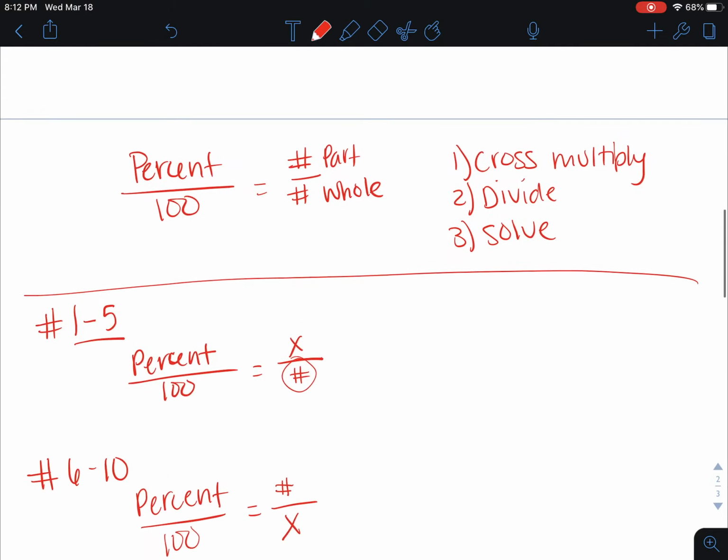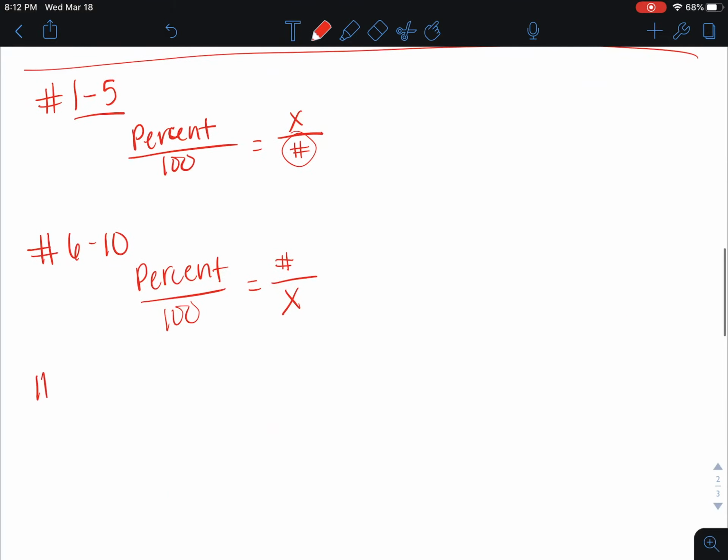Okay? And then questions 11 through 15, you're finding the percent. So you're going to have x over 100 equals your part over your whole. So you'll be given these numbers. Okay? So what we're doing is here, that's what you're solving for. Here, that's what you're solving for. And here, that's what you're solving for. Okay, that might help you set everything up and make you more successful.